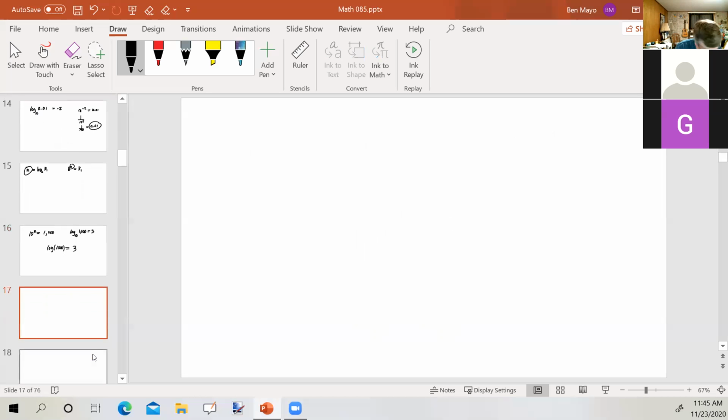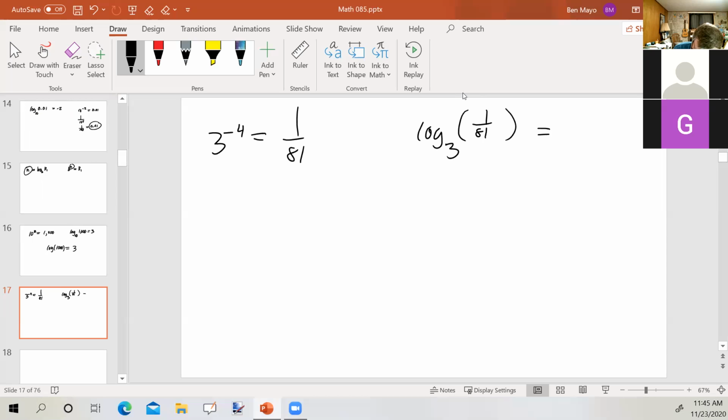Let's see here. 3 to the -4 power equals 1 over 81. So that would be log base 3, sorry, 3 of 1 over 81. Yeah, right. It's okay. It's Monday. I've had Mondays all week long. Okay, equals what? -4. Good.